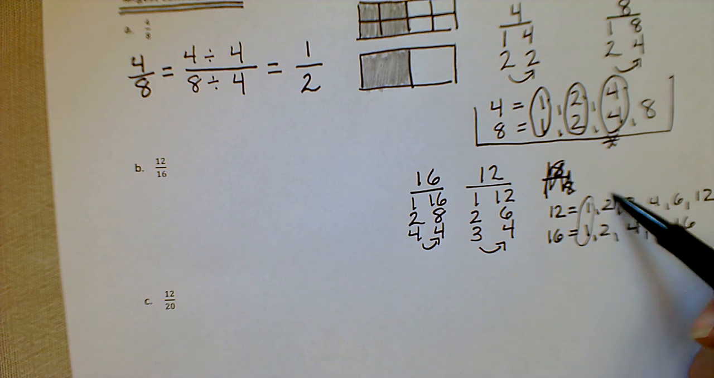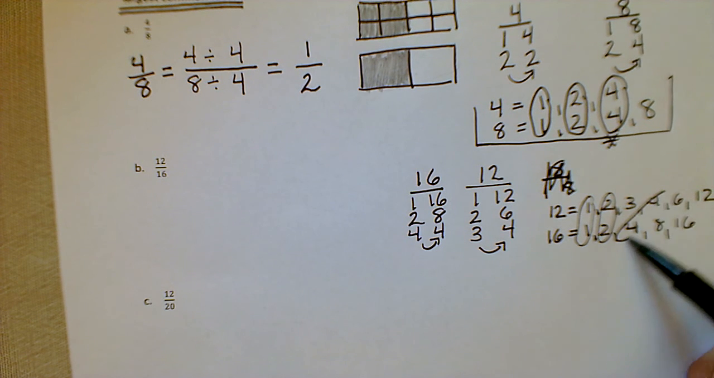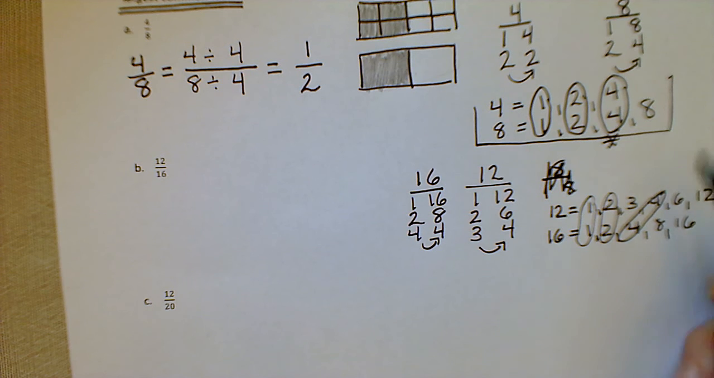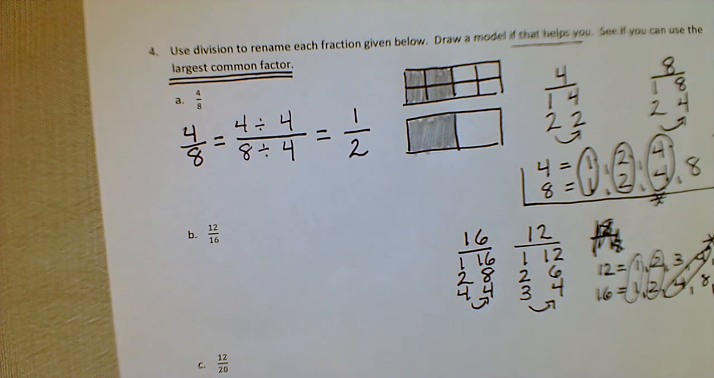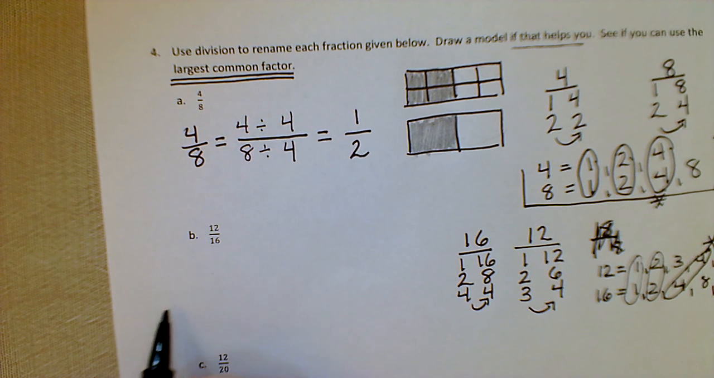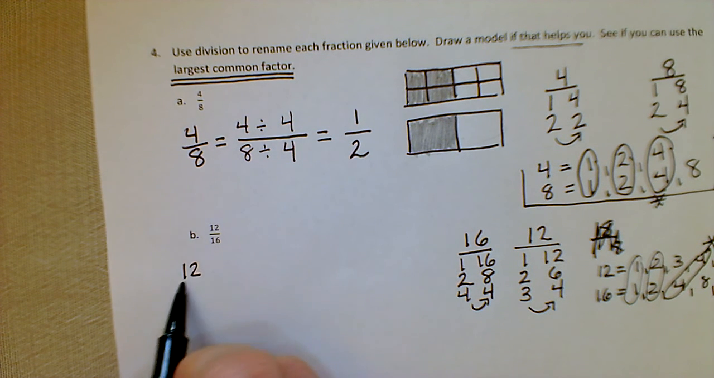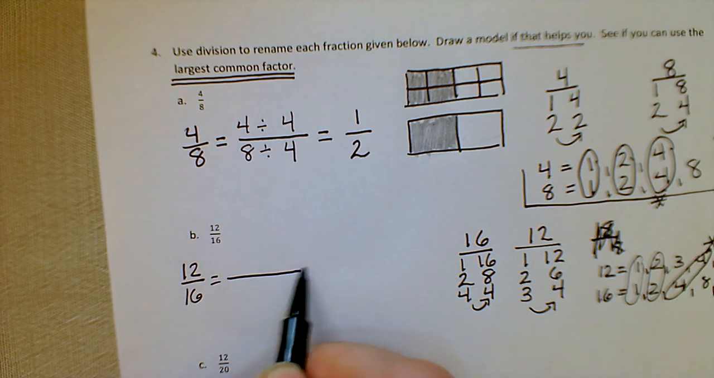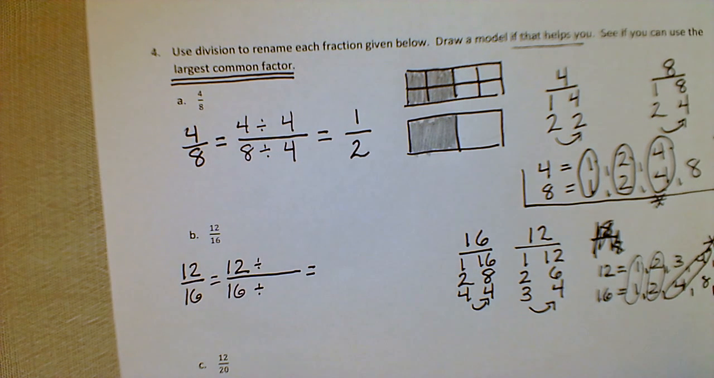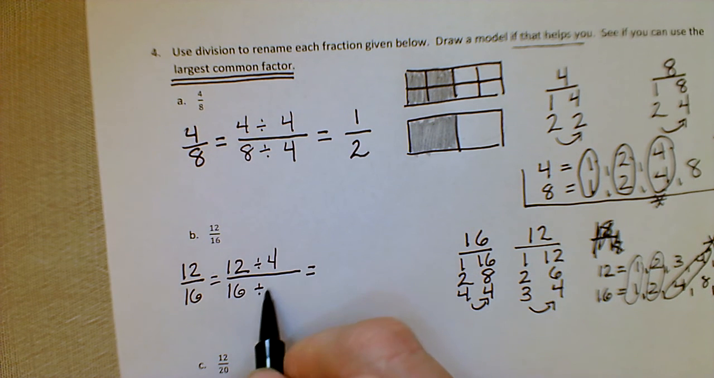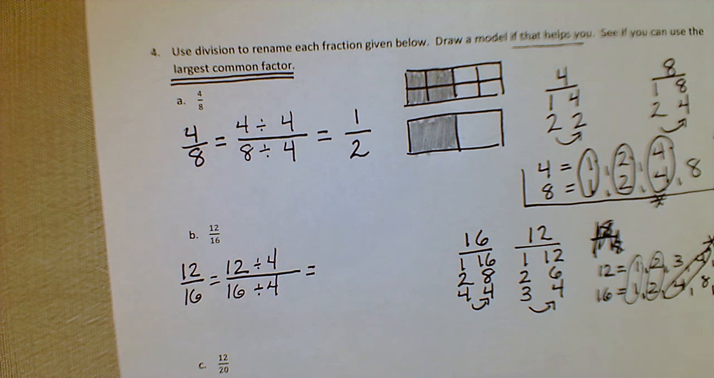So they have 1 in common, they have 2 in common, they have 4 in common, and I don't see anything else in common. Again, I'm going to be using 4 because that's the largest common factor, the largest factor that they have in common, that they share together. So let's go back over here and let's write out the number sentence. So I'm starting with 12 over 16, and then I want to show what I'm doing with it. So I have 12 over 16, and I'm going to divide both of them by the 4. That's their largest common factor. That will give me my largest fractional unit.